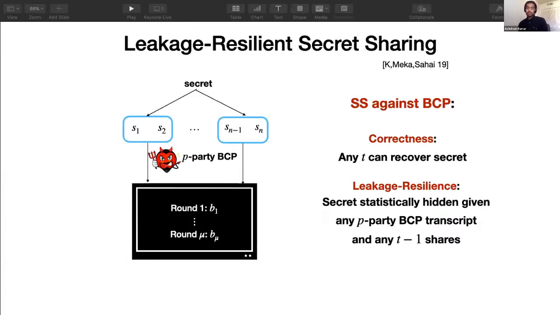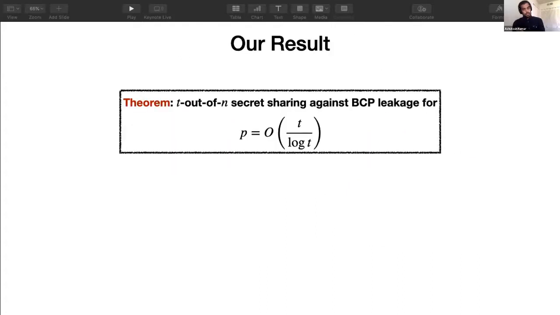Now notice that you can't allow t parties to collude, because as soon as t parties collude, they get the secret. So t-1 is the best you can hope for, and this was the motivation behind introducing the BCP communication model. In our current paper, we can get p up to t by log t. Comparing it to prior work, the prior work could only get p up to like log t when t was very, very close to n.